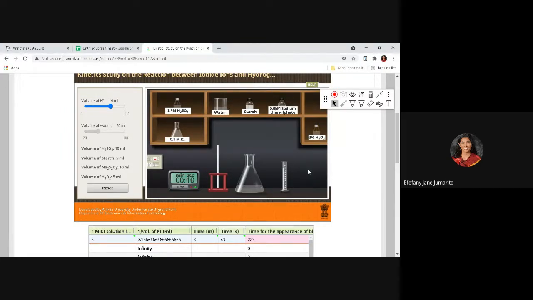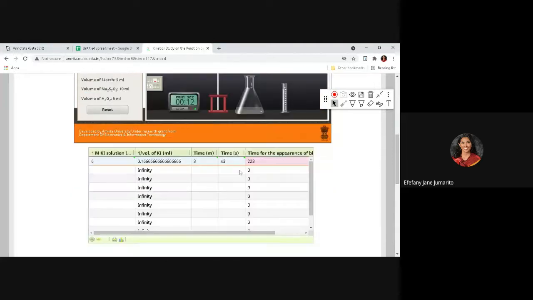Let's wait for the blue color to appear. While waiting, let's answer this table here. How much KI is in flask B, class? 10 ml. How many minutes? 2 minutes and 18 seconds.